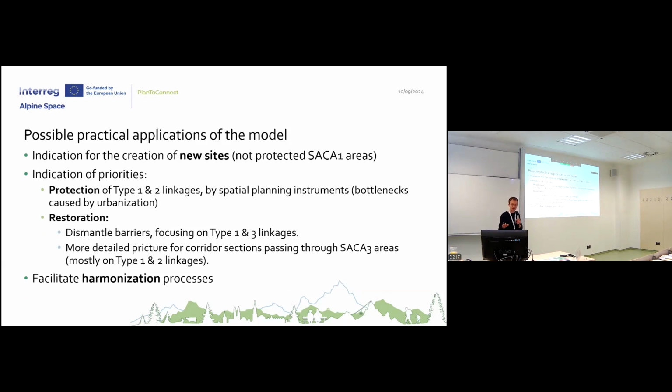For example, to focus on dismantling motorway barriers or other barriers on type 2 and type 3 linkages, because they are important to keep the whole network together. And now we also have a more detailed picture of the corridor sections which are passing through such intensive landscape, intensively used by humans. And last but not least, as I said at the beginning, such a model could also facilitate the harmonization process among the countries of the Alpine space.